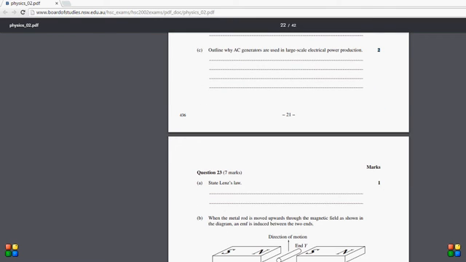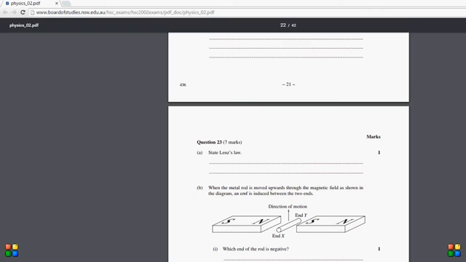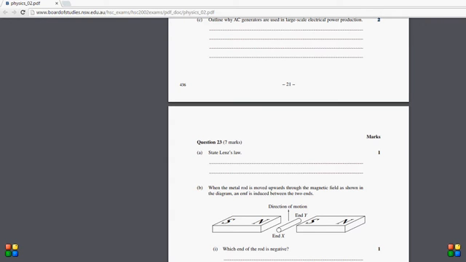Alright, question 23, state Lenz's law. So Lenz's law is basically back EMF. Whenever back EMF is produced, it's in the opposite direction of what caused it. So this is just a conservation of energy sort of thing.